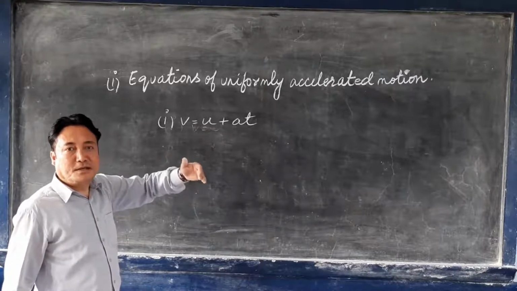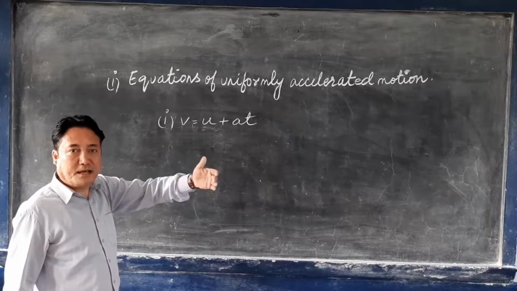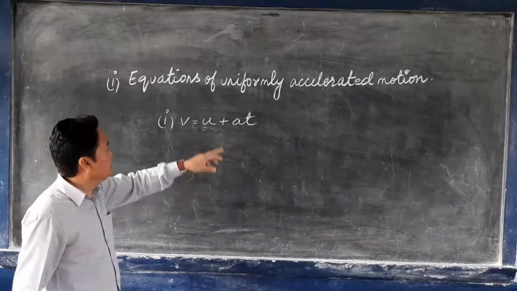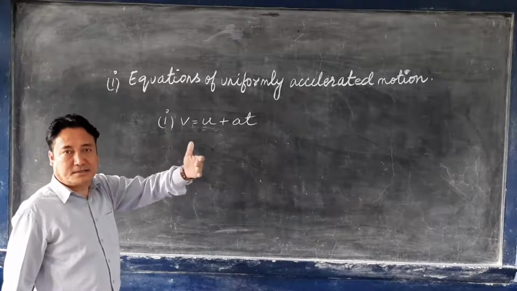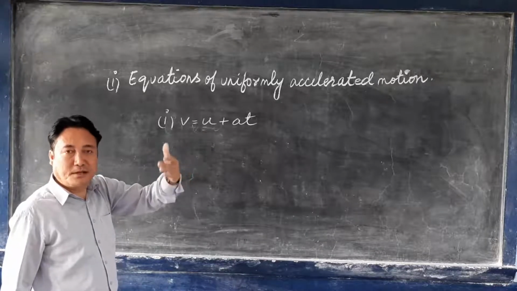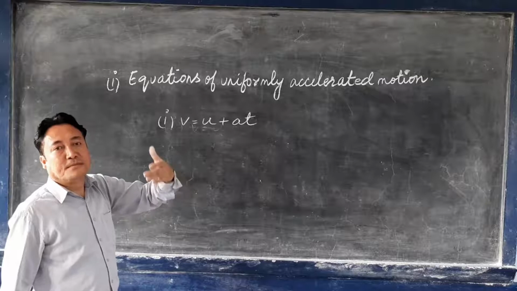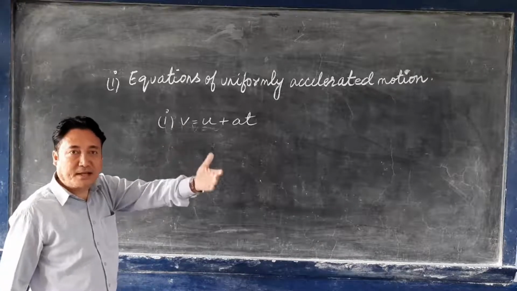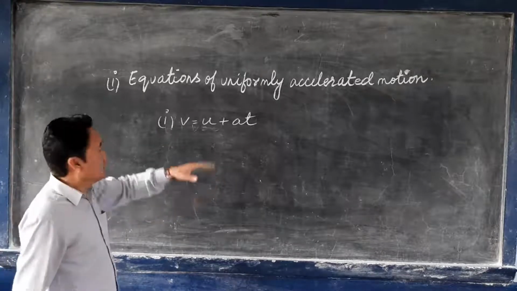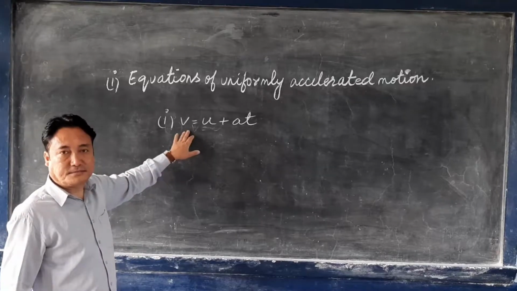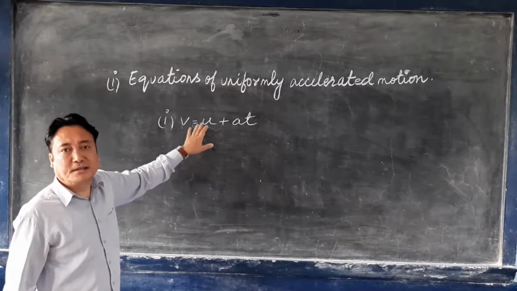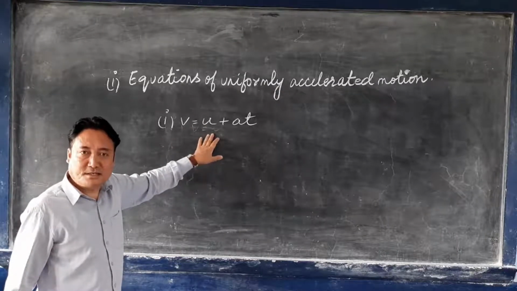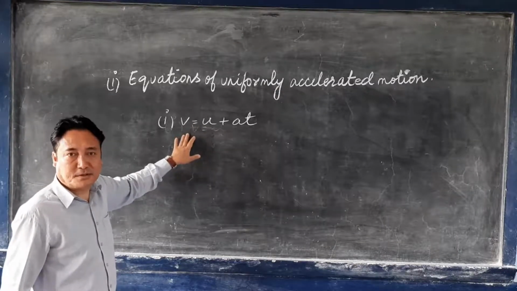When a body starts moving with some velocity, that velocity is the initial velocity. And when a body comes in the state of motion, and after some time attains a velocity, that velocity is the final velocity. And always the final velocity is more than the initial velocity. Initial velocity is less, final velocity is more.